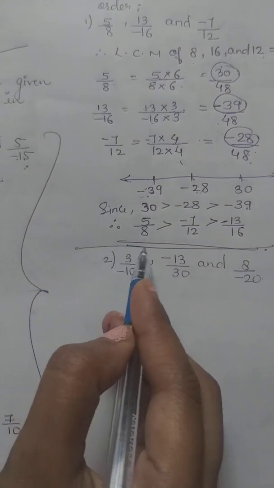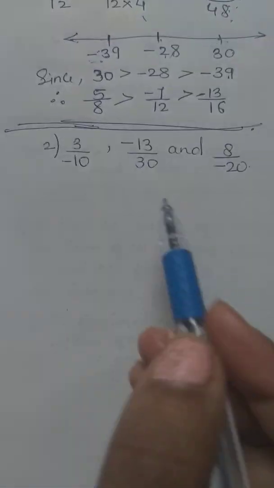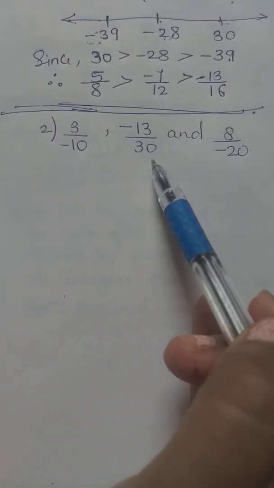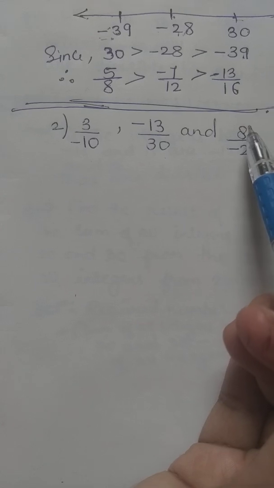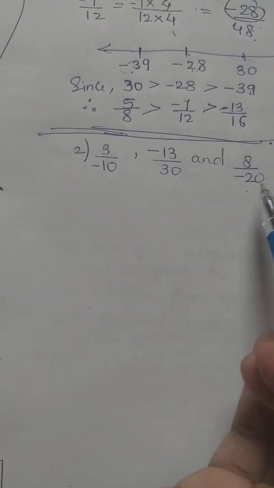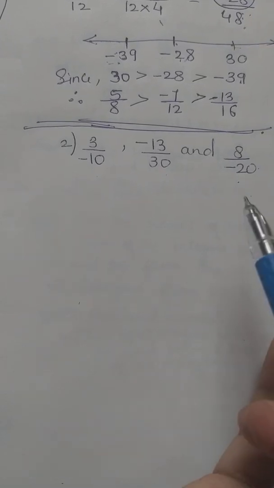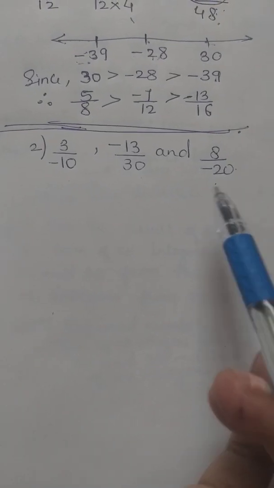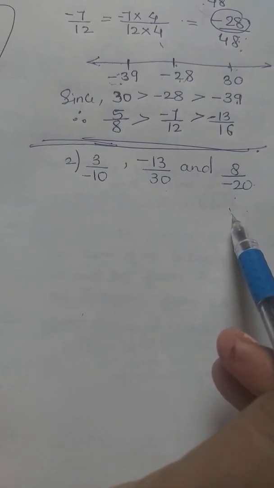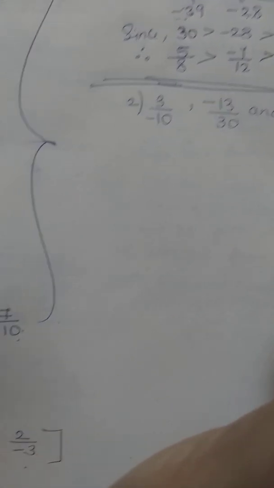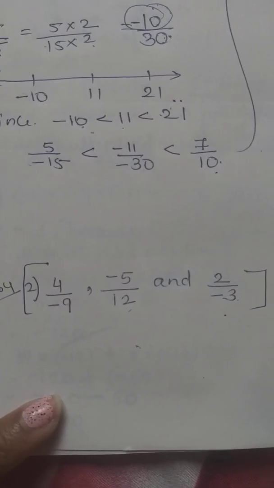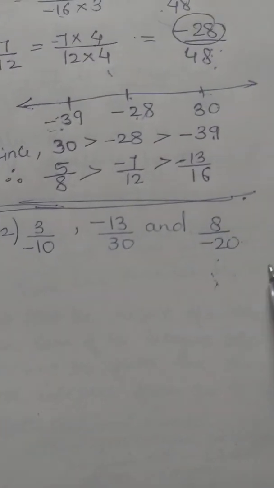Okay, so there is one more sum for your practice, that is 3 by minus 10, minus 13 by 30 and 8 by minus 20. So you have to do this sum as practice. Arrange the rational numbers in descending order. Okay, arrange the given rational numbers in descending order. So two sums I have given you for practice. One is this ascending order and the other is descending order.